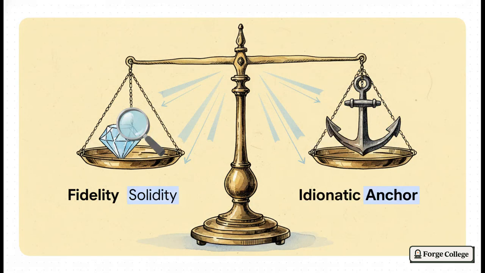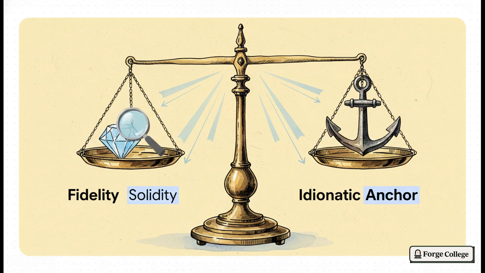Now, the core tension every single developer faces when moving from Ethereum to Solana rests between two poles. On one hand, you have fidelity, right? Like how faithfully did you recreate the original Solidity semantics line by line? On the other hand, you have idiomatic. How well did you embrace Anchor's explicit account-first model?